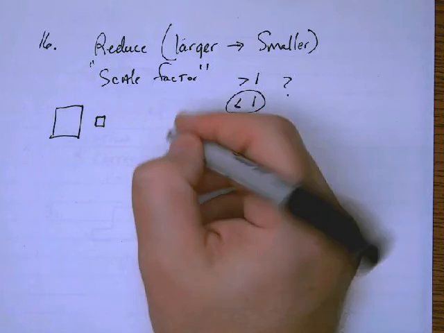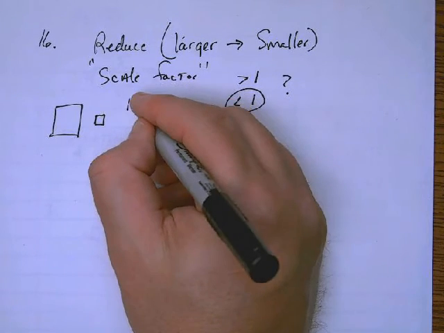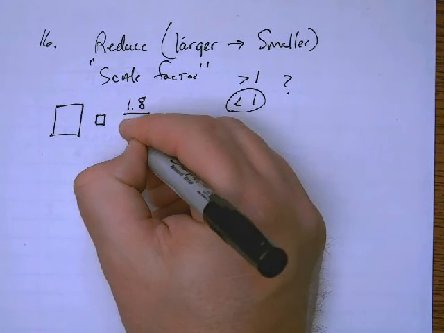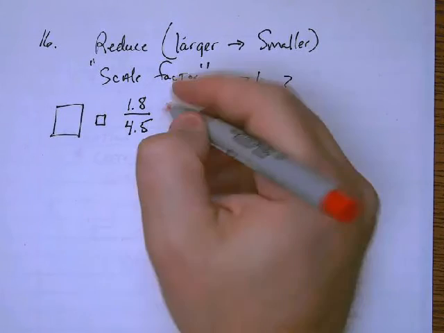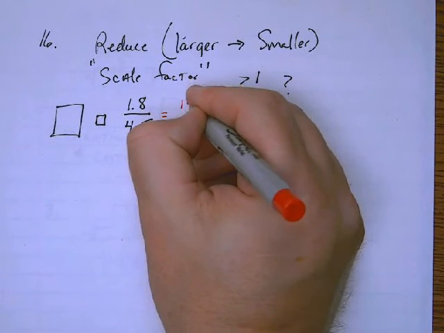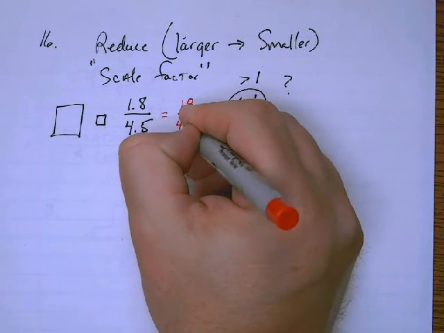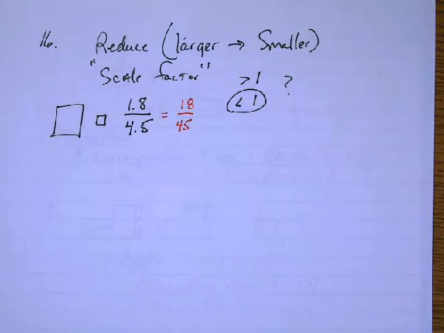Good. Okay, so now what were our decimals? 1.8 and 4.5. Okay, so I just started knowing that it's going to be less than 1, so I'm going to put the 1.8 in the numerator. Now, how do I reduce a fraction like that? Well, the first thing I have to do is get rid of the decimals. So I'm going to multiply everything by 10. I'm not going to show that work. So that's 18 over 45.